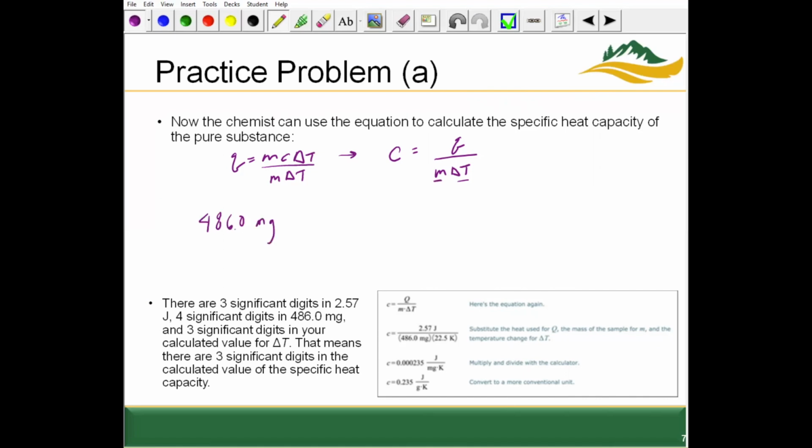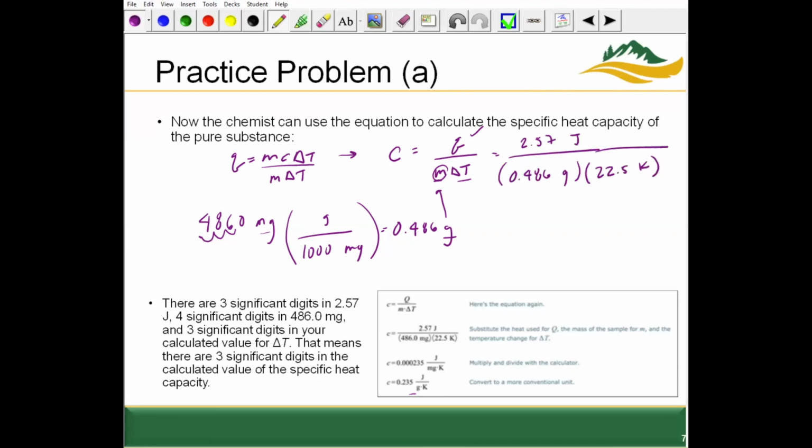So 486.0 milligrams, there are 1,000 milligrams in a gram. So we're moving this decimal point over 1, 2, 3. So that is 0.486 grams. That's going to go into our mass term. We need mass to be in grams. We have a delta T that's in Kelvin, and we have a Q in joules. You could convert milligrams into grams at the end as well, but I like to do it before I plug it into my mass term.